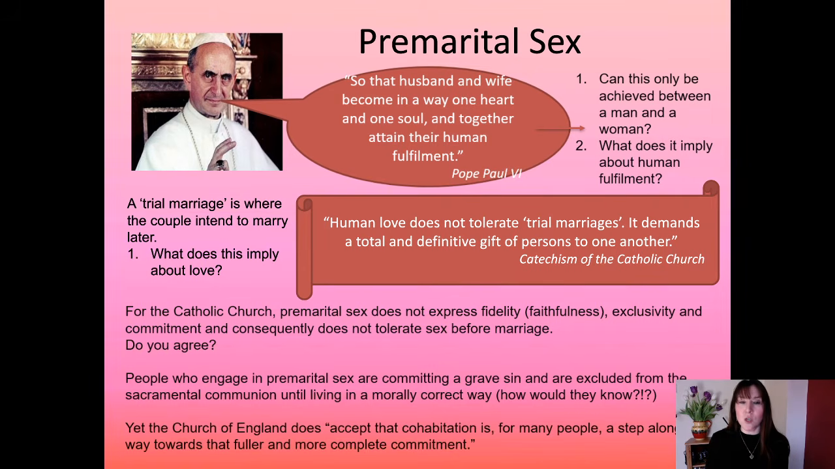Yet the Church of England, good old Church of England, does accept that cohabitation is for many people a step along the way towards that fuller and more complete commitment. So they recognise trial marriages. They recognise cohabiting, meaning living together in order to see if it's going to work. Maybe they recognise that 1 in 3 are getting divorced, so you might wait until you get married and do all the right things and then get divorced. What's worse? Living together beforehand, making sure it's right for you, then getting married and staying together, or not doing any of that, getting married and then getting divorced. So I guess the Church of England is recognising that actually it might be better to cohabit than get divorced.